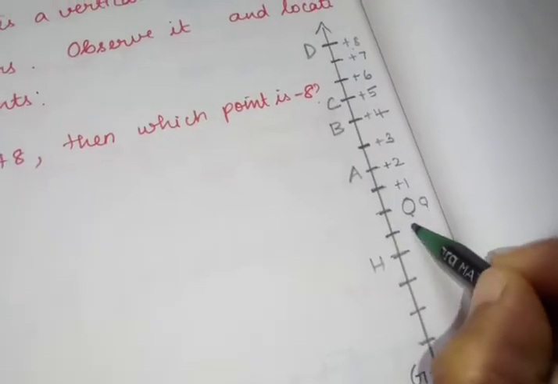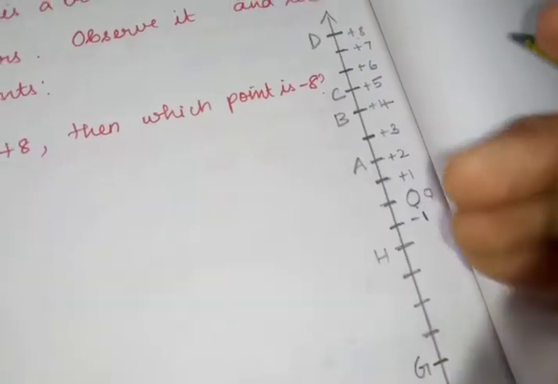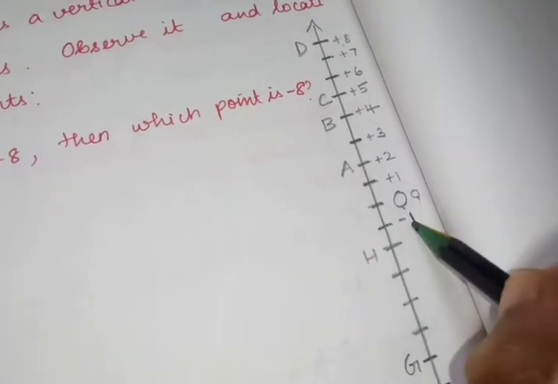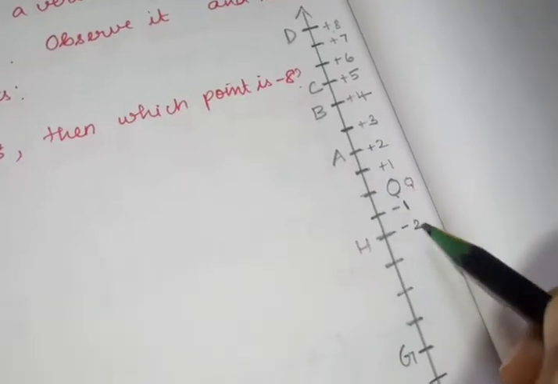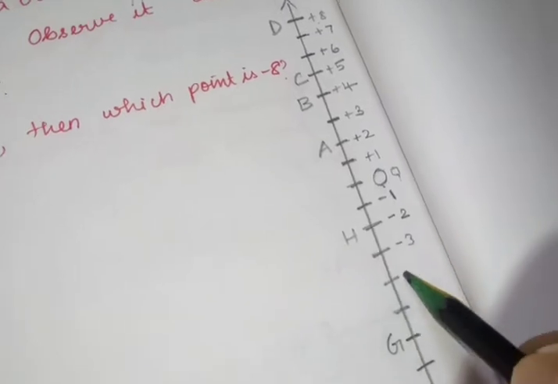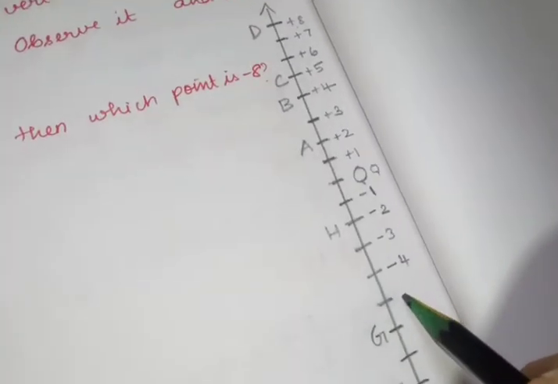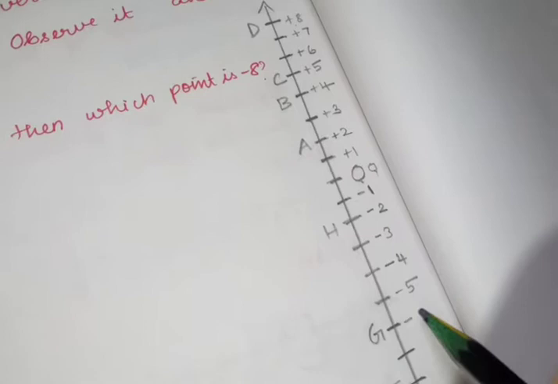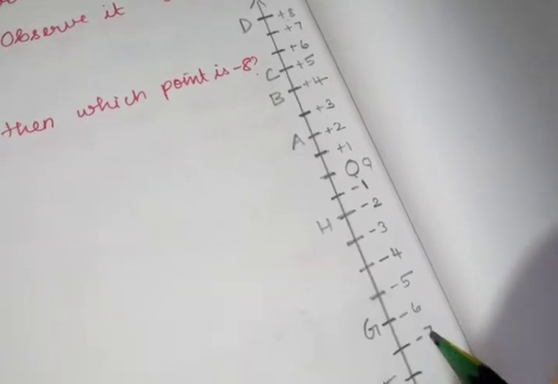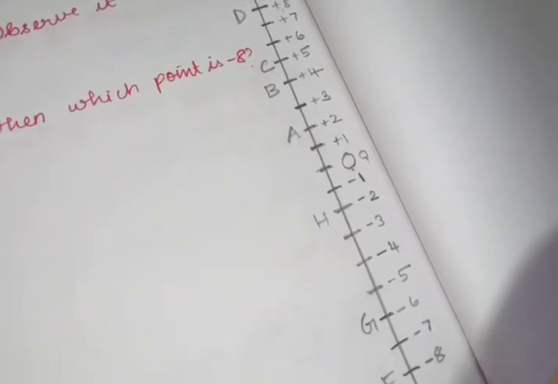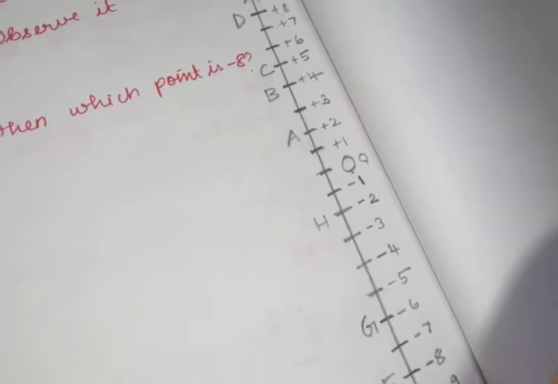Next, after 0, minus 1. You know, right? Below means minus 1. After 0, minus 1. Here minus 2. Here minus 3. Here minus 4. Here minus 5. Here minus 6. Here minus 7. Here minus 8. Here minus 9. Minus 10.